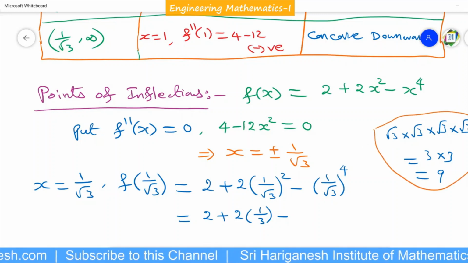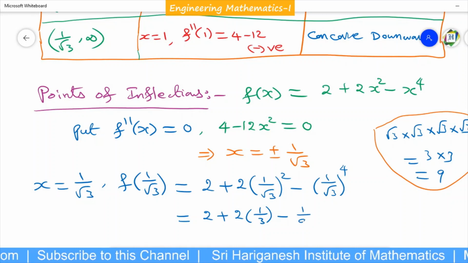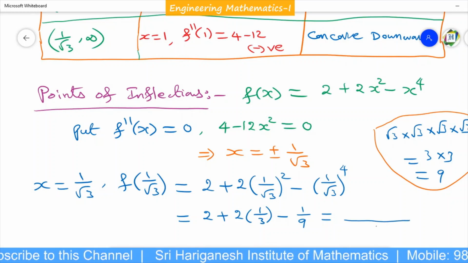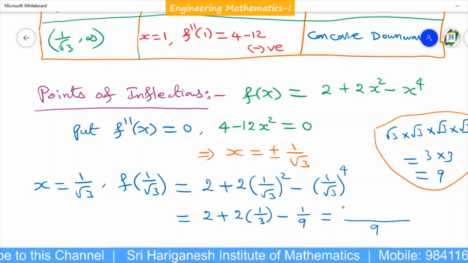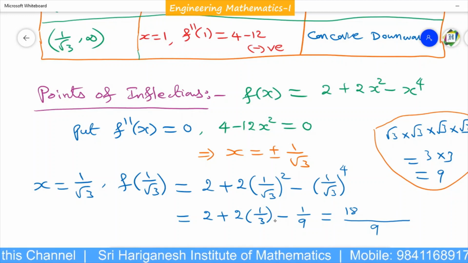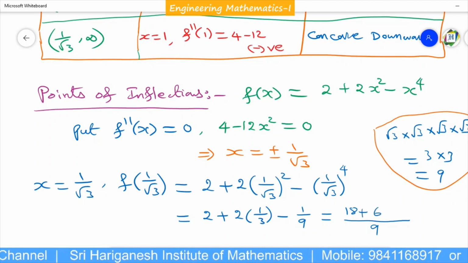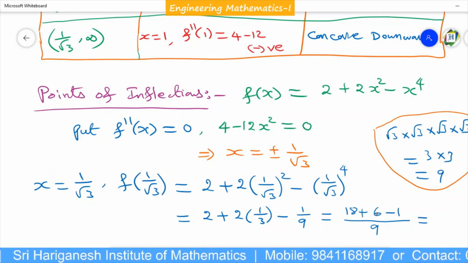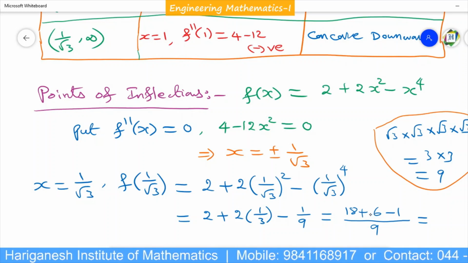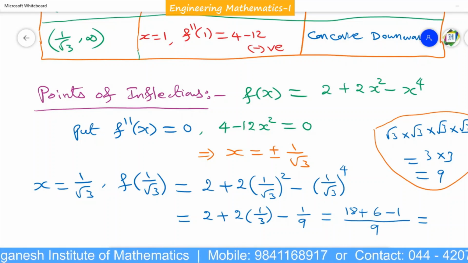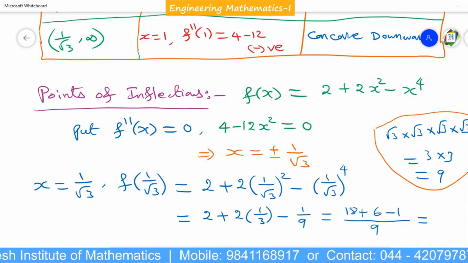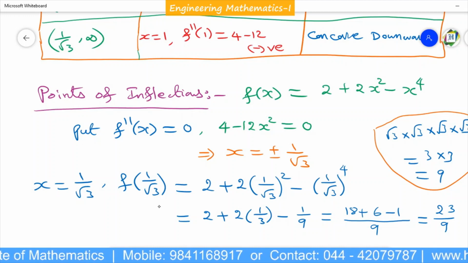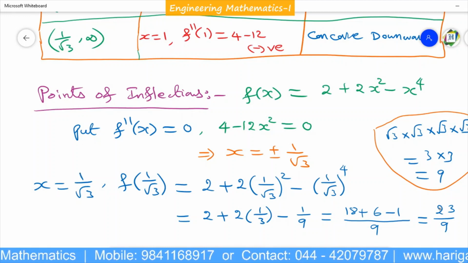So here you will be getting 1 by 9. So you can take LCM as 9. When you multiply, 9 2s are 18. When you take LCM 9, 3 2s are 6. Already it is 9, so 1. So 18 plus 6, this is 24. 24 minus 1, 23. So 23 by 9. So the first point of inflection is 1 by root 3 comma 23 by 9.